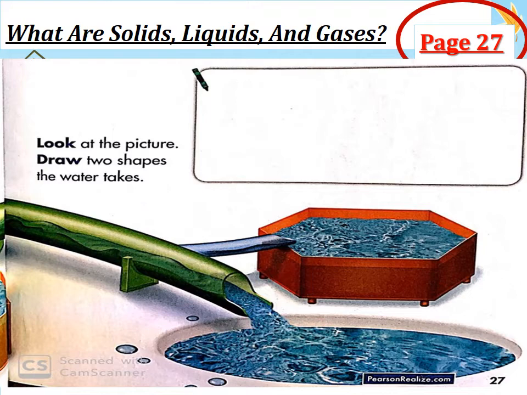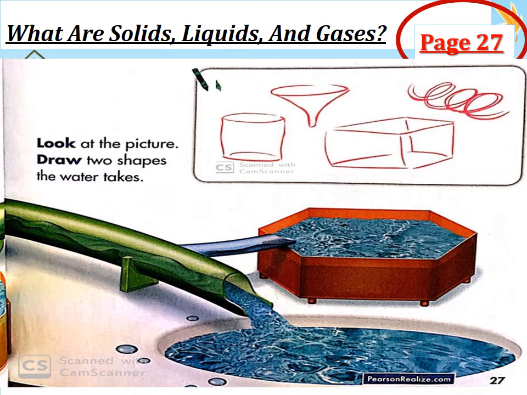Check your answers. First, we could have the shape of the container. We could have the shape of the funnel. We could have also the shape of this bigger container. We could have also the shape of the tube. Do you have like this? Very good.